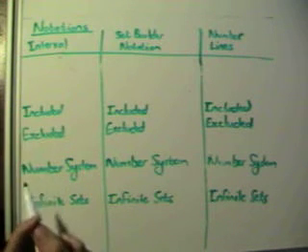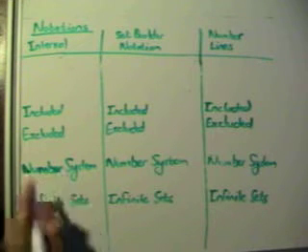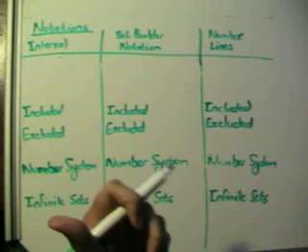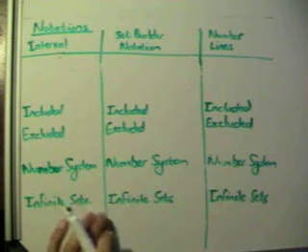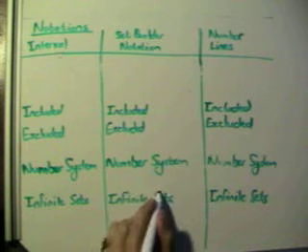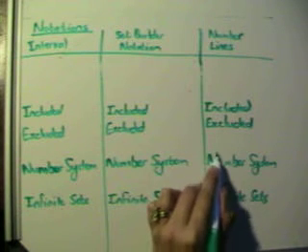The second thing you need to consider is what number system specifically I'm working with. Am I working with real numbers? Am I working with natural numbers? Am I working with integers, etc.? And the third thing you have to consider is, does my set have infinite endpoints?